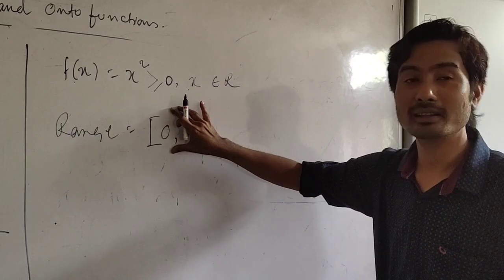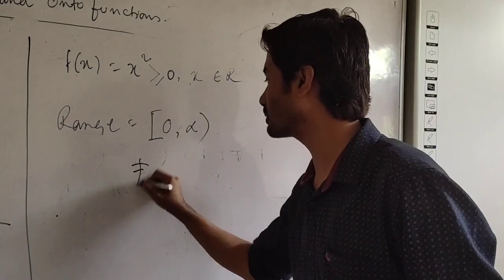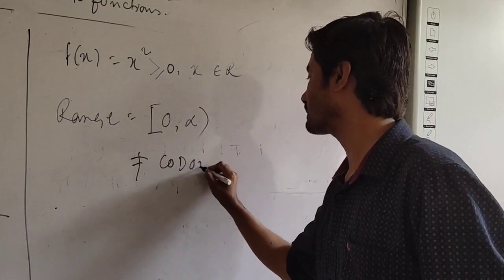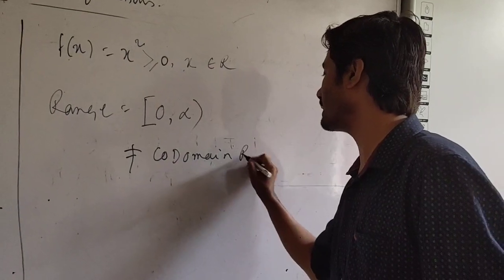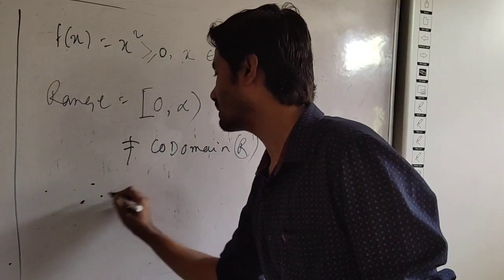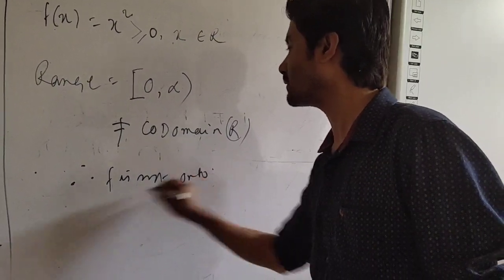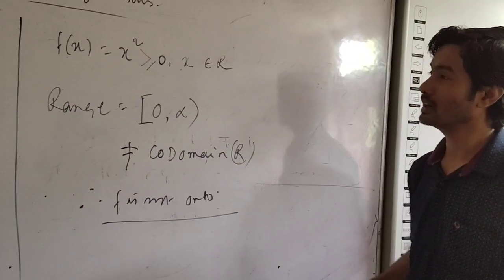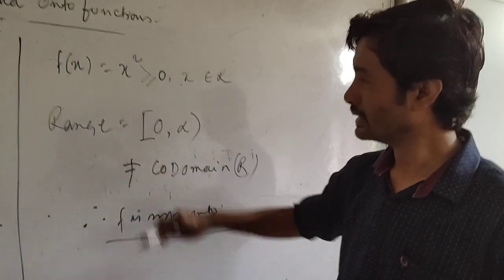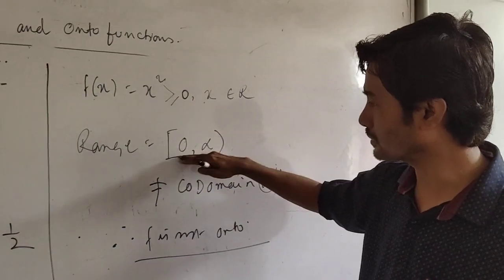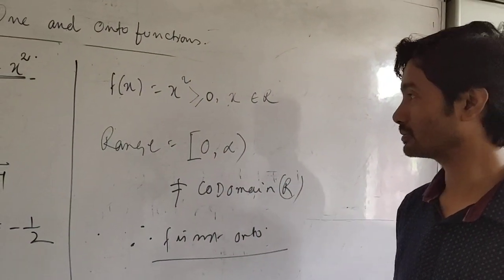Okay, so this is the range, which is not equal to the codomain R. Therefore, f is not onto. This function cannot be onto because here we have seen that the range contains only non-negative real numbers.